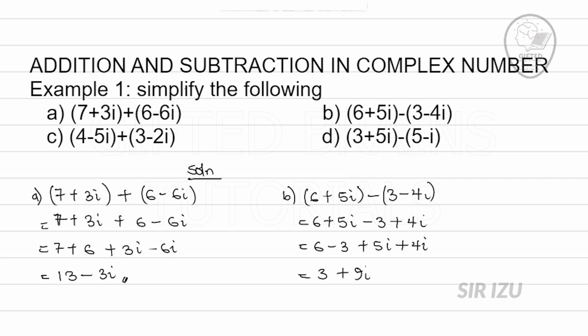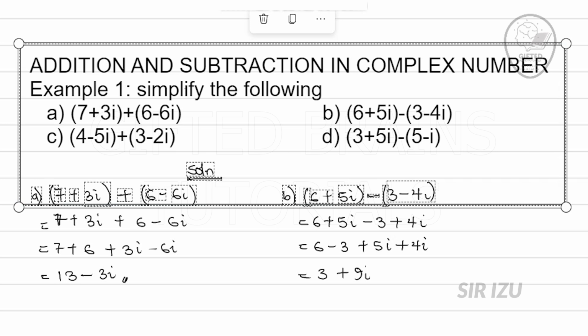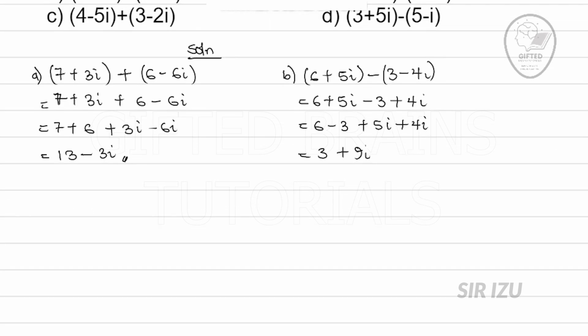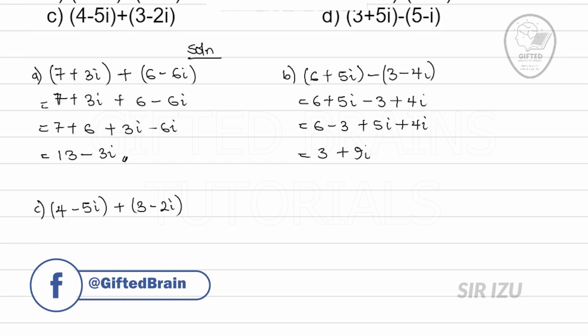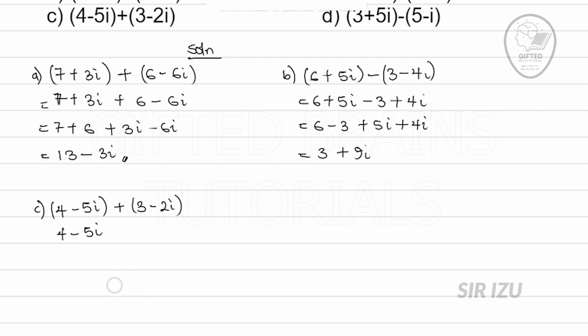So we can take our C and D and do them likewise. Quite easily done. For the C part, again, like we did, open up the bracket and then combine the real parts. If we combine the real parts, easily I will just have 7. Then minus 5i minus 2i will give me minus 7i. And that's all. And we can take the D part of this question.